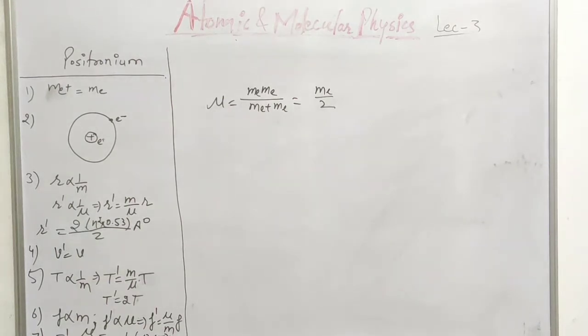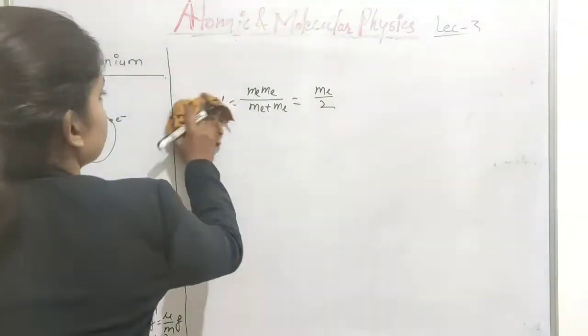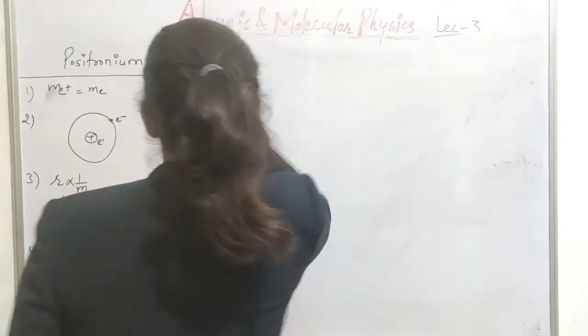Next we will see muonium. So in case of muonium, the next atom is muonium.